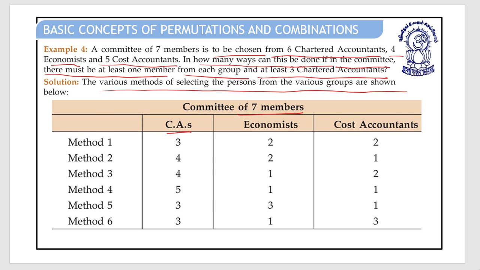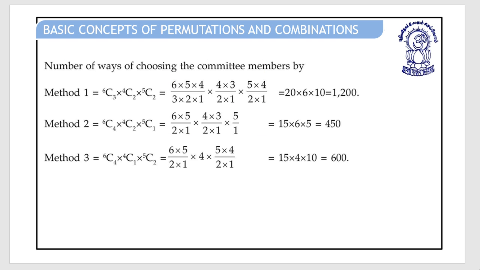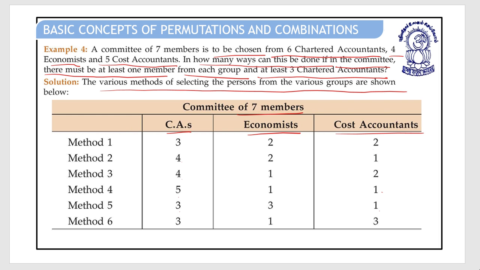The various methods of selecting the persons from the various groups are shown below. Committee of 7 members: CA, economists and cost accountants. So method 1 is 3 CA, 2 economists and 2 cost accountants. Method 2, 4 2 2, 4 1 2, 5 1 1. These are the possibilities. 3 3 1 and 3 1 3. So the number of ways of choosing the committee members, for the first method there are 3 CA.